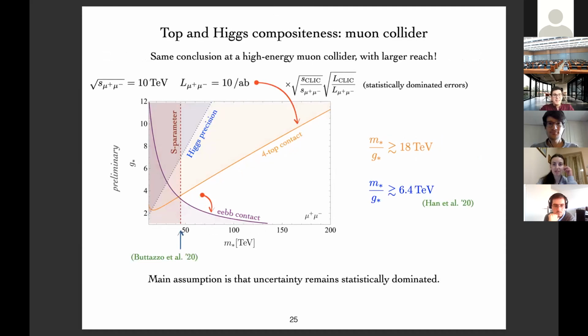And finally, if we were to establish that errors in top pair production would be statistically dominated as well at a muon collider of 10 TeV center of mass energy with an integrated luminosity of 10 inverse attobarns, we would find an even more impressive reach of 18 TeV.